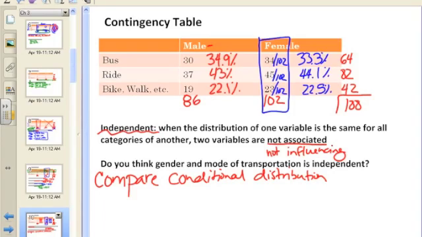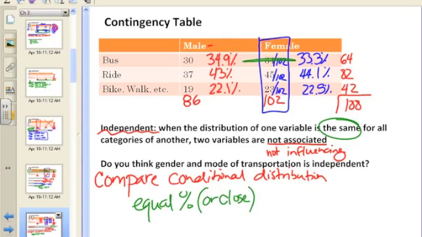So my job here is to compare them. The definition says when the distribution of one variable is the same for all categories of another, two variables are not associated. So what I'm looking for is, are these two things the same? So I'm looking for equal percents. Well, 34.9% and 33.3% are certainly not equal, but they're pretty darn close. In stats, we very seldom get equal because we're sampling. It's an imperfect process. So we're going to go with pretty darn close.